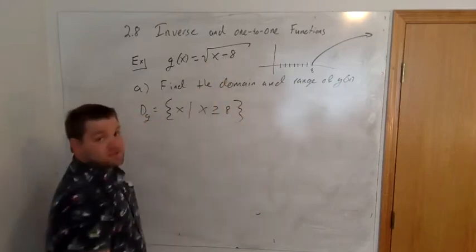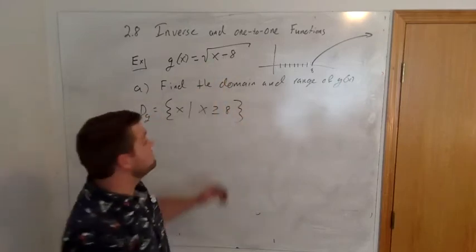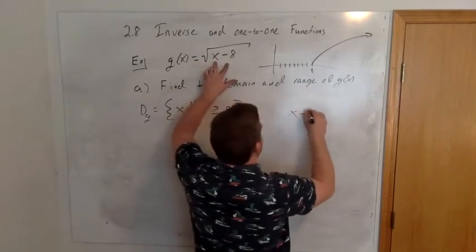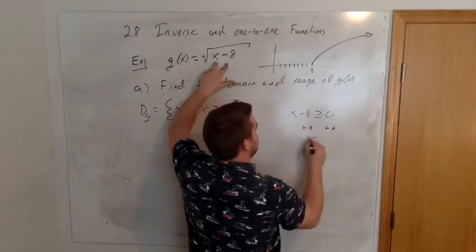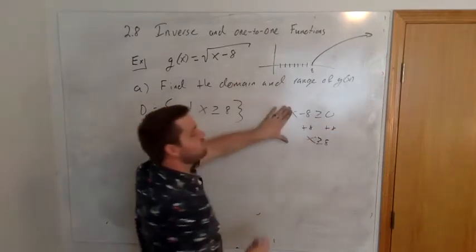Now you could have also done this algebraically because we can't take the square root of a negative. You could have thought x minus 8 has to be positive. Add 8 to both sides. Kabam! x has to be greater than or equal to 8. Algebraically, graphically.